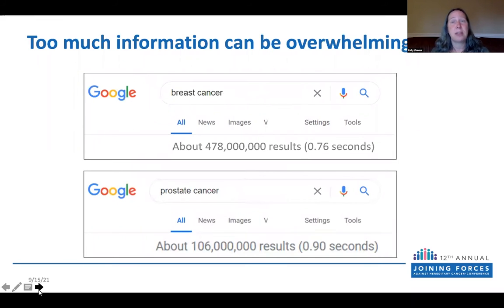So the first of those is that there's really a huge amount of information out there, and too much information can be overwhelming. So this is a couple recent Google searches on breast cancer and prostate cancer, and you can see that for breast cancer, there were over 478 million different results, and for prostate cancer, a little less, 106 million results, but that's a huge amount of information to wade through. So that really leaves people with the need to condense that in some ways.